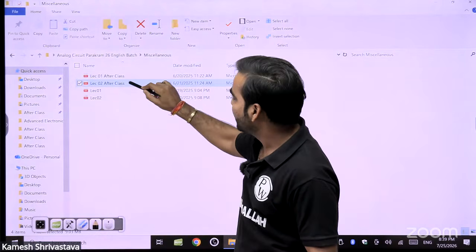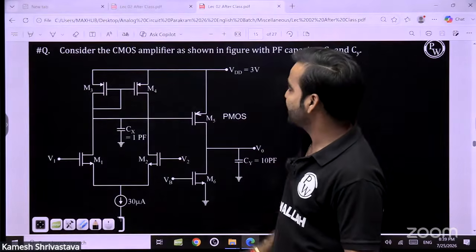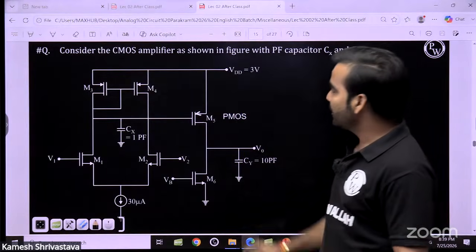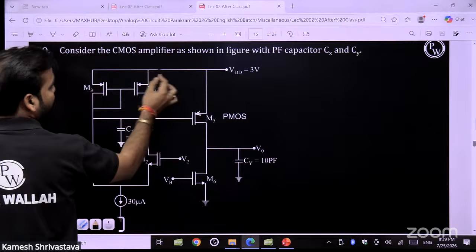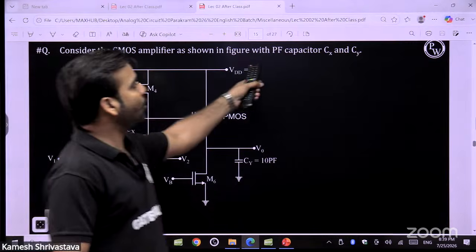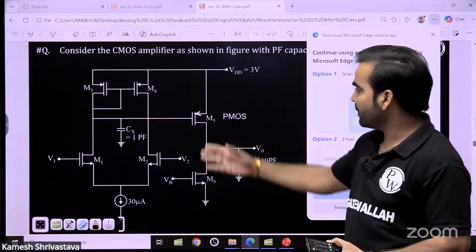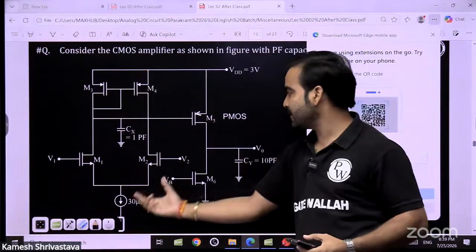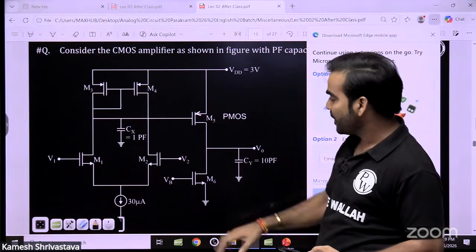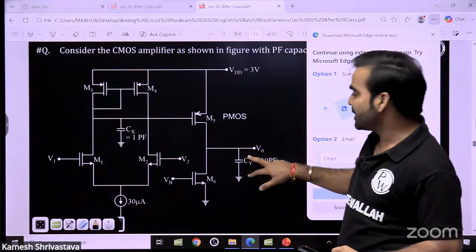Okay, this is on my board. So if you go for the second lecture, you can observe there: consider the CMOS amplifier as shown in the figure with picofarad capacitors CX and CY. This is nothing but your op-amp. This is your single stage and this is the second stage of the op-amp. Here you are having some CX and CY capacitors.